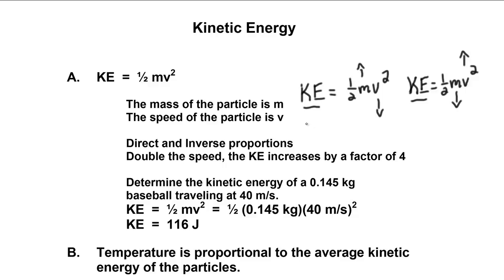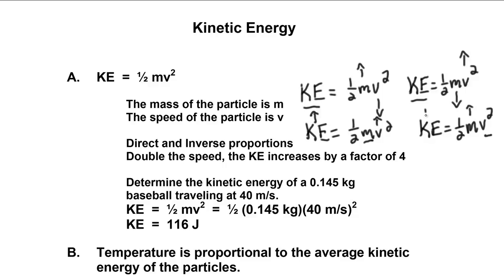Let's look at direct relationships. Let me write this out. Kinetic energy is 1/2 mv squared. So in a direct relationship, let's hold the mass constant. If the kinetic energy increases, the speed will increase. This is a direct relationship. If the kinetic energy decreases, the speed will decrease if the mass is held constant. If we hold the speed constant, then if the mass increases, the kinetic energy will also increase. And if the mass decreases, the kinetic energy will decrease.